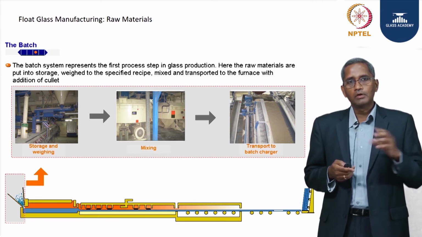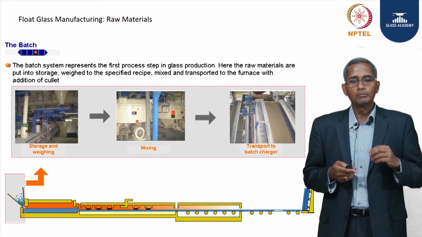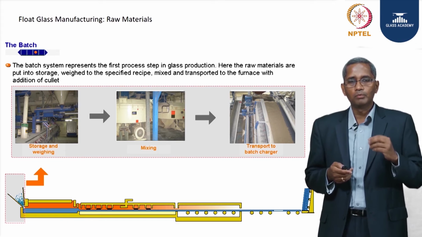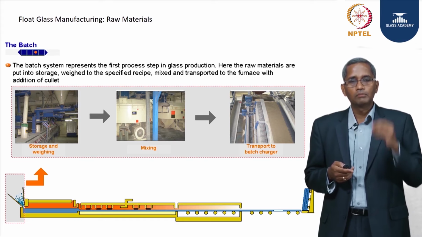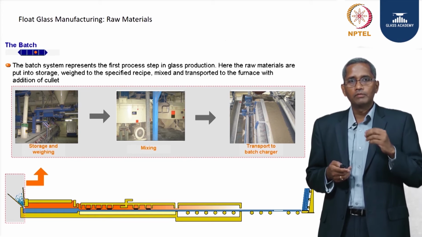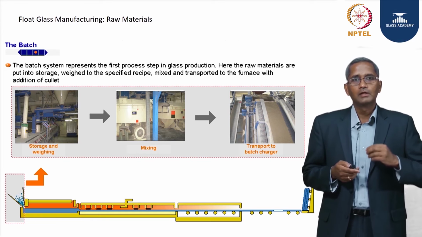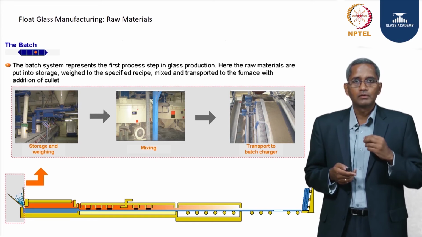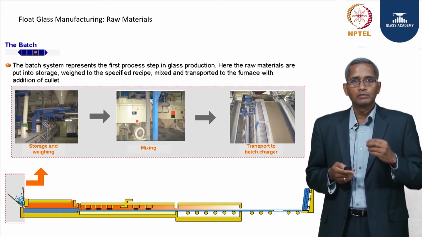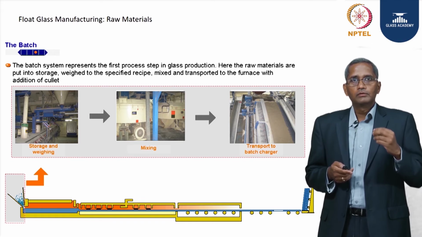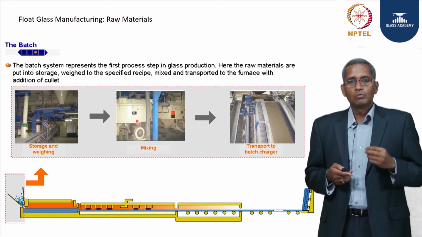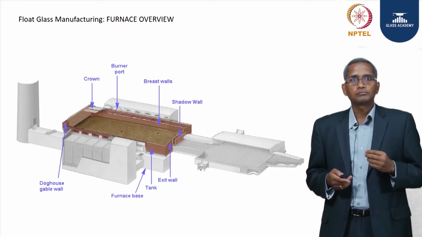So, the quality of the glass is largely determined by how good the raw material is that we put into the furnace and how well we homogeneously mix it. So, the batch plant is very crucial to make sure that the final glass quality is at the best level that we can aim for. So, from the mixer, it goes into the furnace through what we call the doghouse.